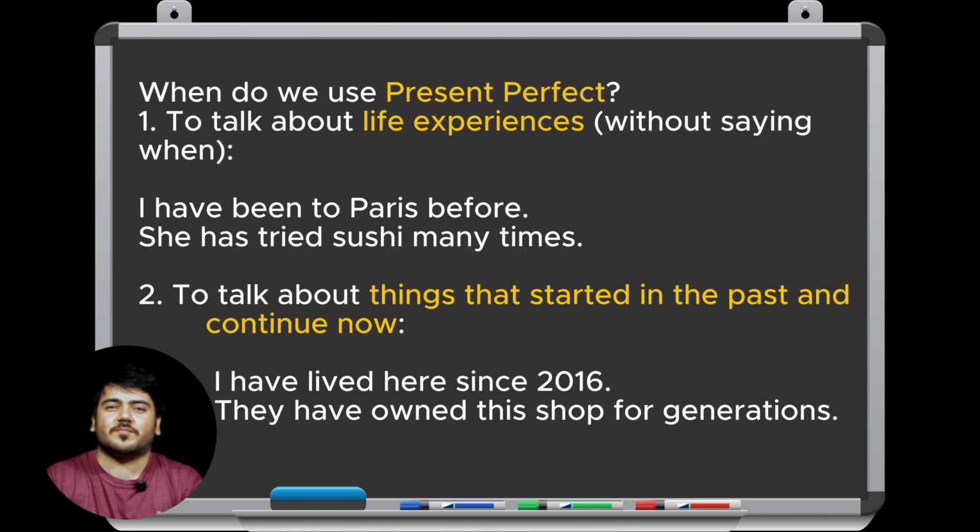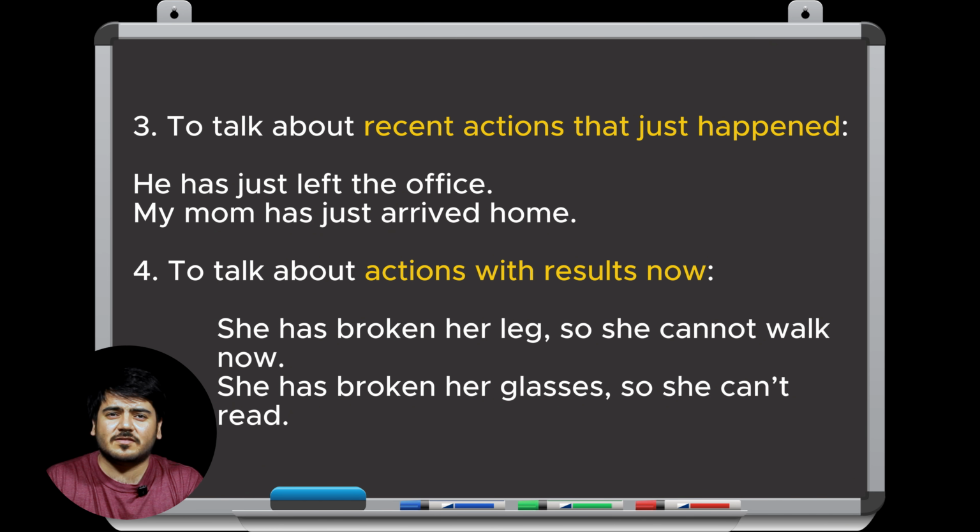When do we use present perfect? Number one, to talk about life experiences without saying when, like, I have been to Paris before. She has tried sushi many times. Number two, to talk about things that started in the past and continue now, like, I have lived here since 2016. They have owned this shop for generations. Number three, to talk about recent actions that just happened, like, he has just left the office.